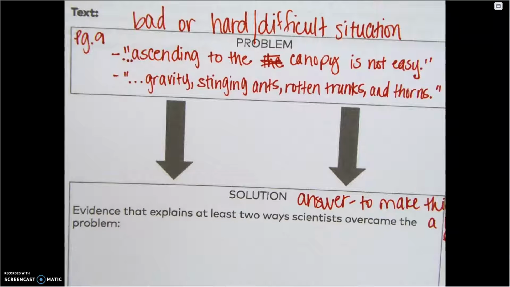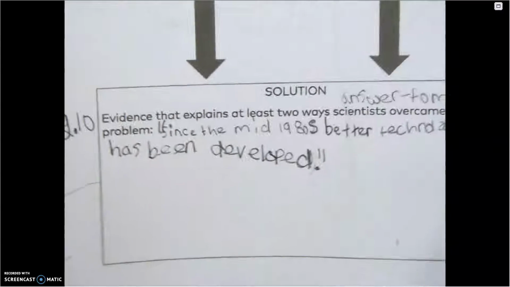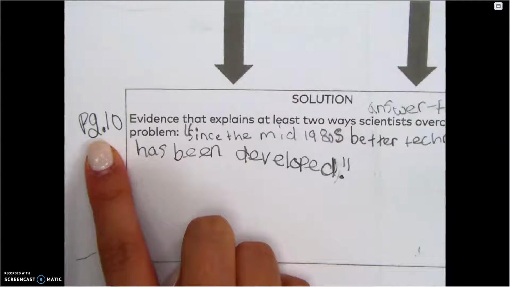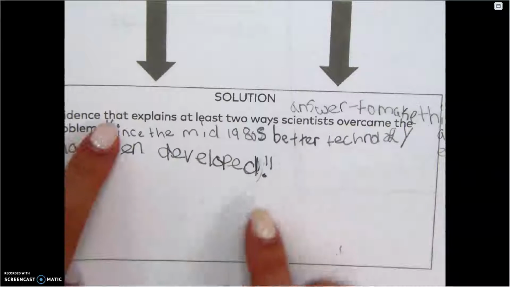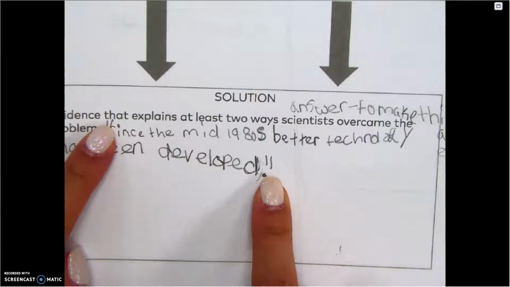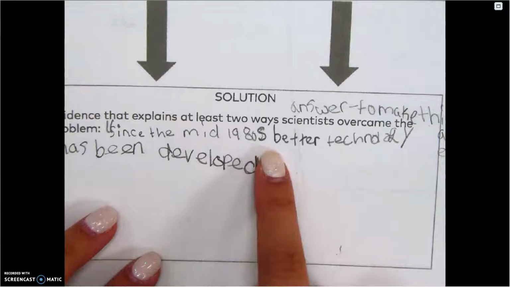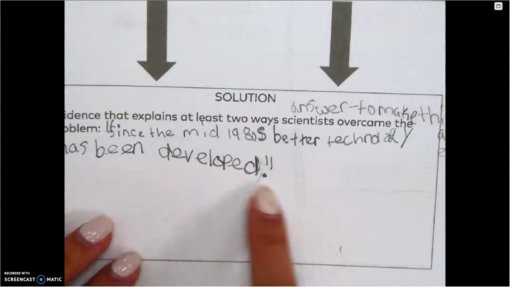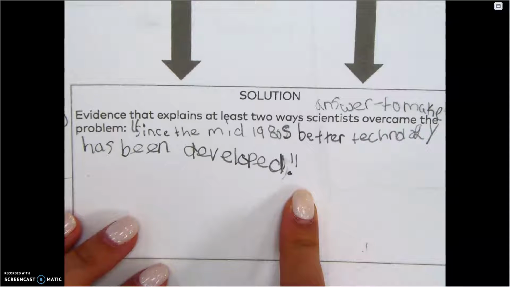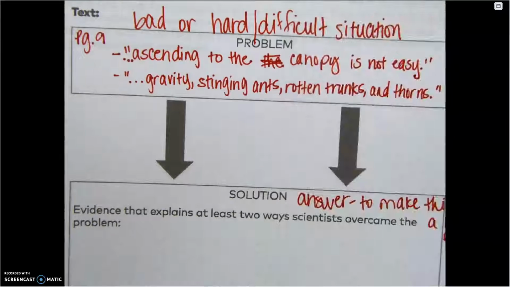He was just a little bit more specific, and he wrote pretty much the same thing that Jada had written. He cited page 10, and then he put quotation marks around his textual evidence. He said, since the mid-1980s, better technology has been developed. Great minds think alike. So now you're just identifying one more way that it has been made easier for the scientists to ascend the canopy.